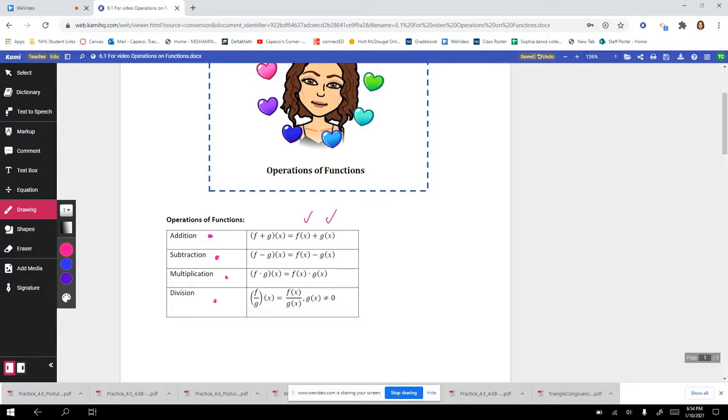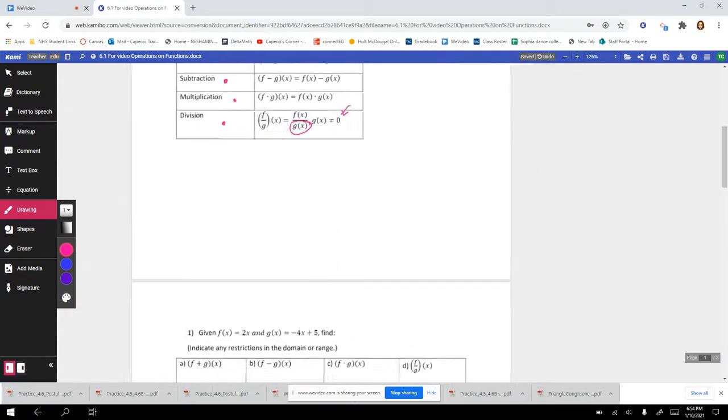The one thing we have to be careful about in division is, I know in a fraction, my denominator cannot be equal to 0. So I have to make sure that whatever g of x is, it cannot be equal to 0. So I might need to mention that as part of my answer, something that is not going to work. All right, so let's practice some.